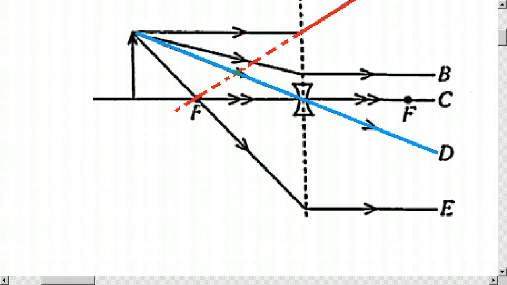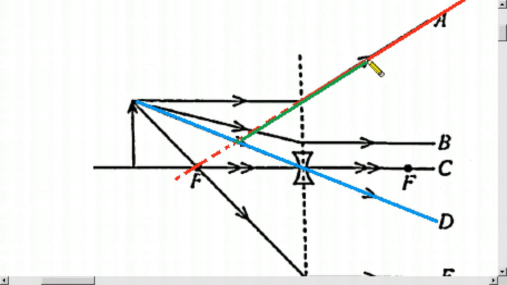Across this point, all the rays should go after leaving, because this place is the image. So after leaving the lens, all the rays should leave as if they are coming from the top of the image. This one is correct, it is going across this point, and this one is correct, it is going across this point, and this one is also correct. So all the rays should go across it.